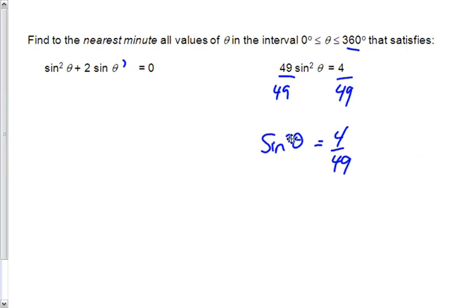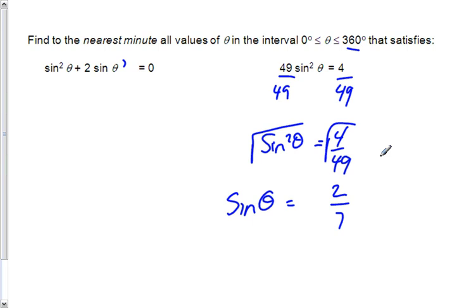Because you're going to say, I've got to get rid of the square. How do I get rid of a square? Well, I've got to take the square root of both sides. Let's take the square root of both sides. I get sine theta equals the square root of 4 over the square root of 49. The square root of 4 is 2. The square root of 49 is 7.